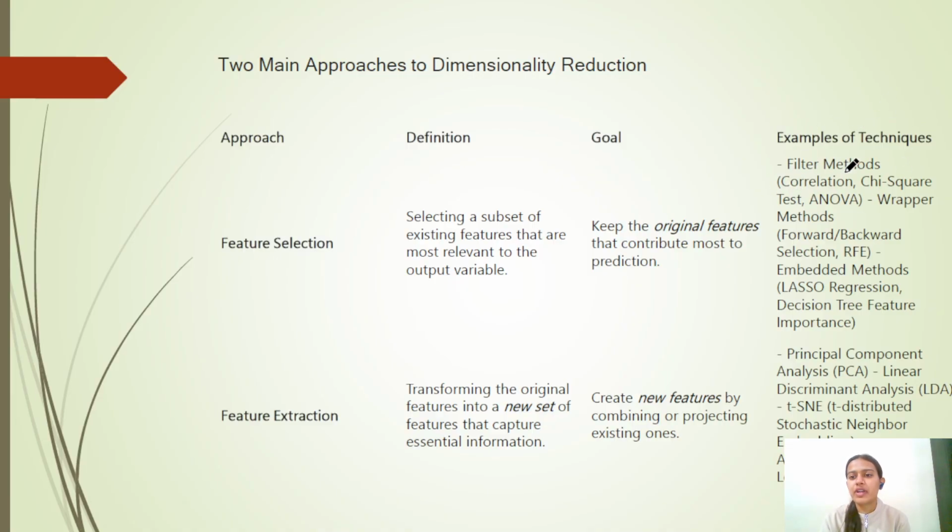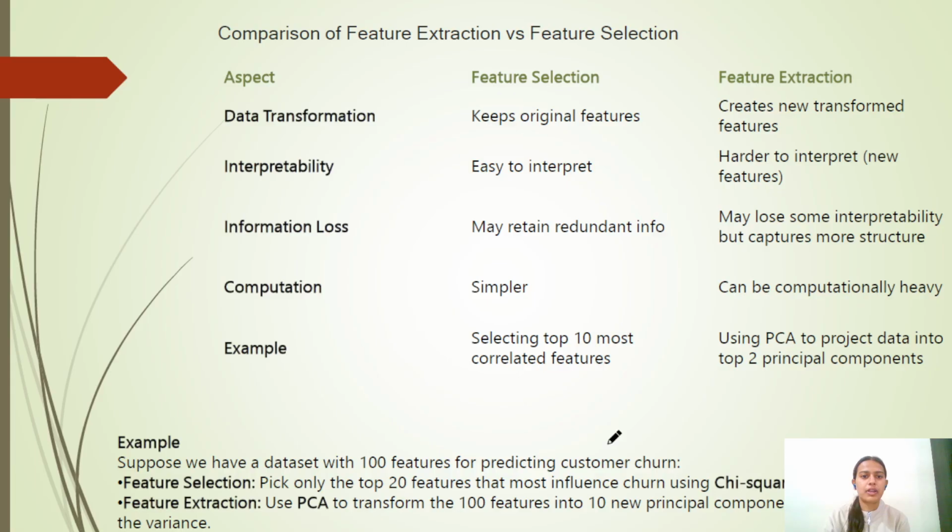Examples of techniques are filter methods, wrapper methods, and embedded methods. Then feature extraction: transforming the original features into a new set of features that capture essential information. The goal is to create new features by combining or projecting existing ones. Examples of techniques are principal component analysis, linear discriminant analysis, t-distributed stochastic neighbor embedding, and autoencoders in deep learning.